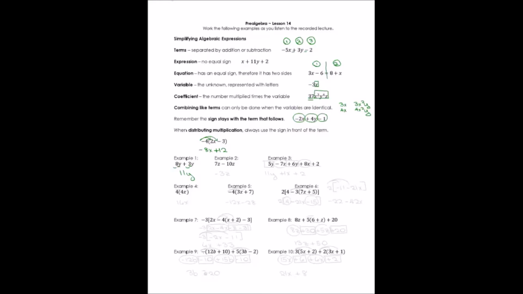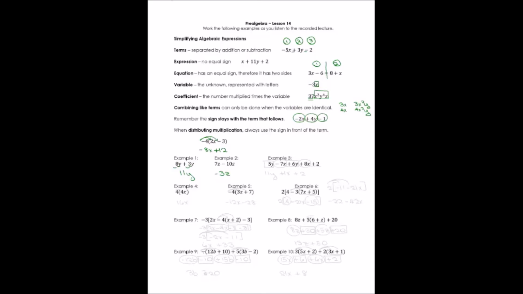Example 2 is subtraction, 7z minus 10z. Well, we know our variable is going to stay the same. It's going to be z. We're going to say 7 minus 10 will give us a negative 3. Remember, when we're doing addition and subtraction, we subtract the numbers and then we keep the sign of the larger one. And the 10, of course, was larger than 7.